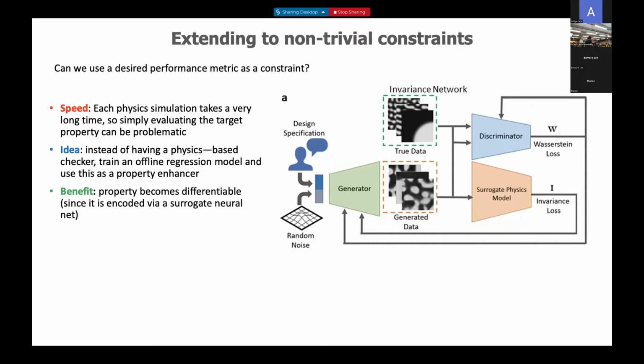So the idea again is, I want to train this generative invariance network. The generator produces microstructures. The surrogate model of the physics checks the performance of the microstructure, and then I have a set of candidate microstructures that I know are maybe manufacturable, so it makes sure that these microstructures are similar to them.